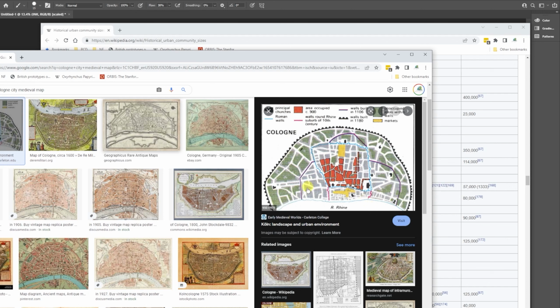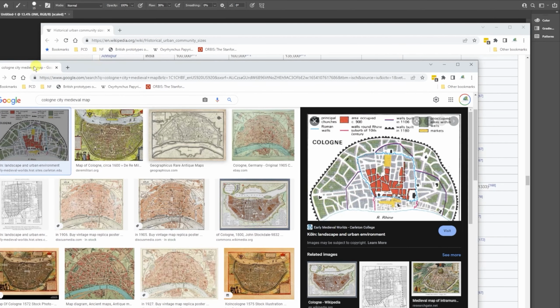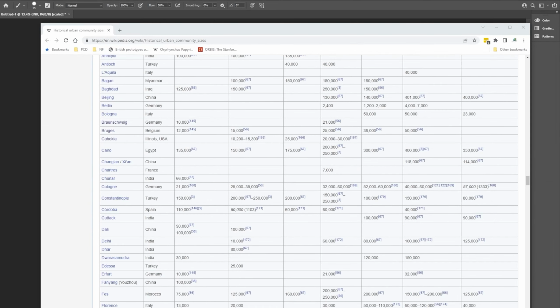You could also see here, this one has got the growth of walls coming out, and I want to talk about this in a moment. That's going to be a good example for us.